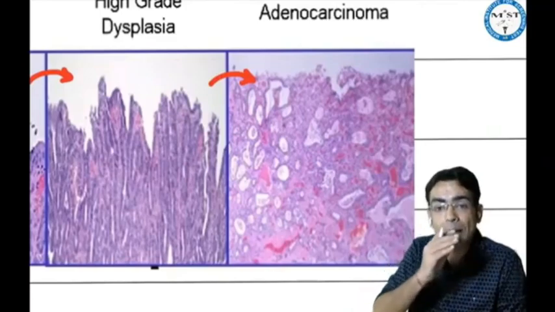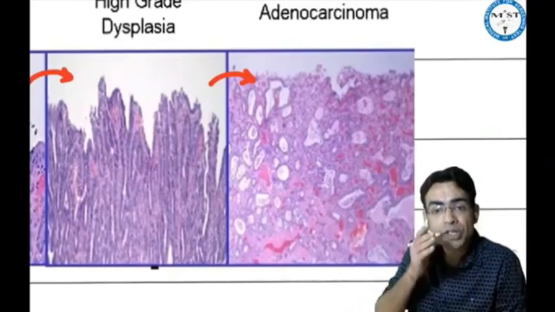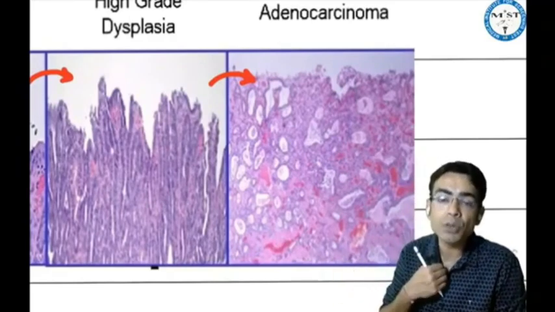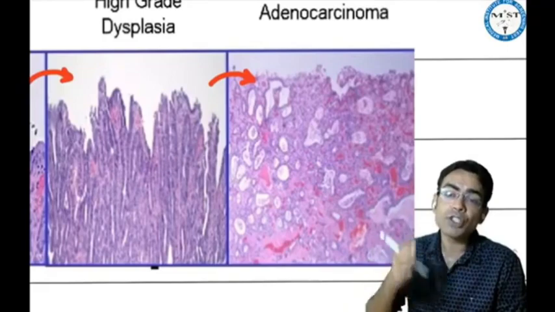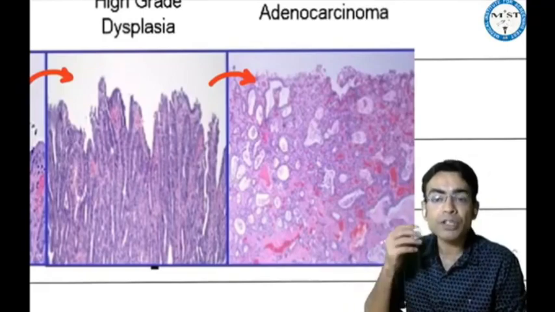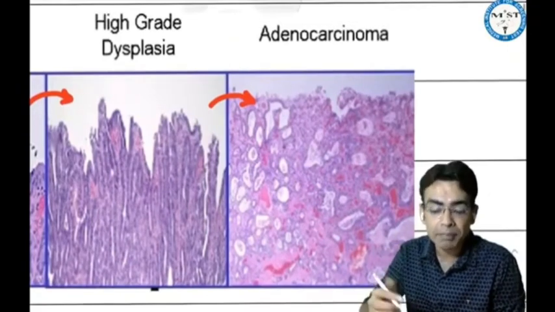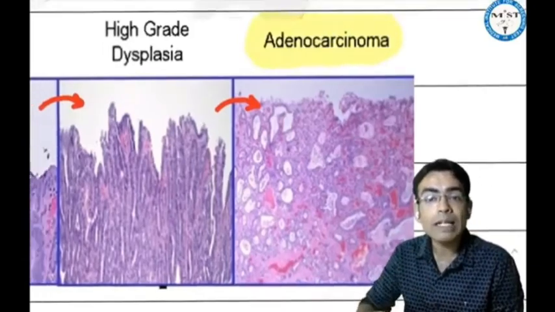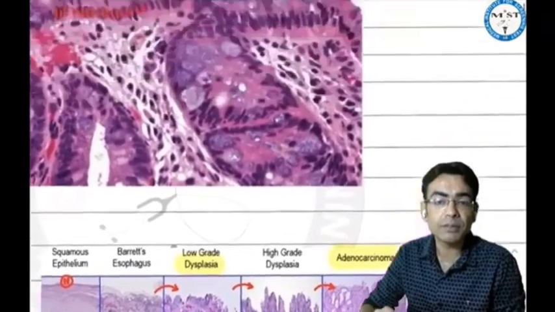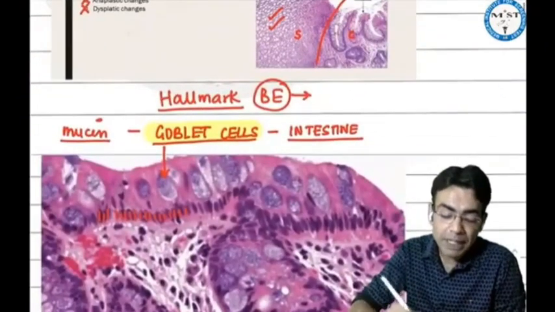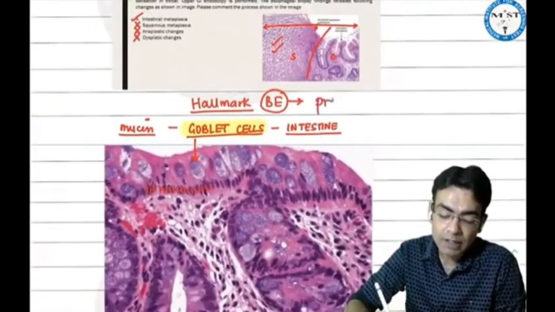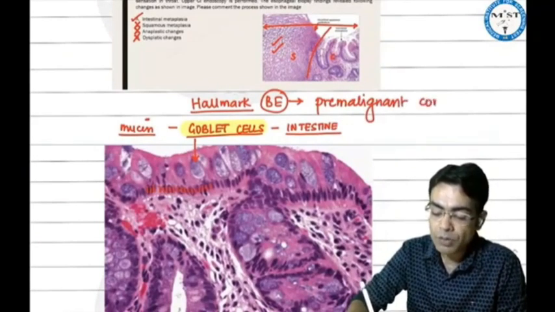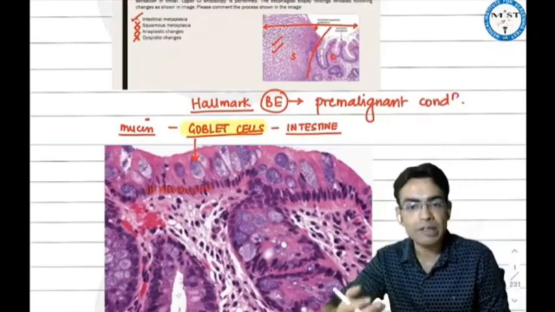So Barrett's esophagus, which is just an adaptation against the acid insult happening to the esophagus, if we do not stop the insult, the patient has chances of ending up with cancer. Therefore, we call Barrett's esophagus a pre-malignant condition. Okay, so this is all about Barrett's esophagus.